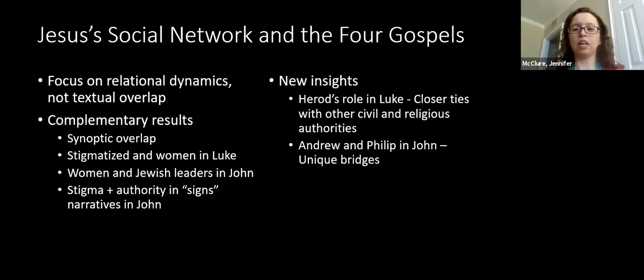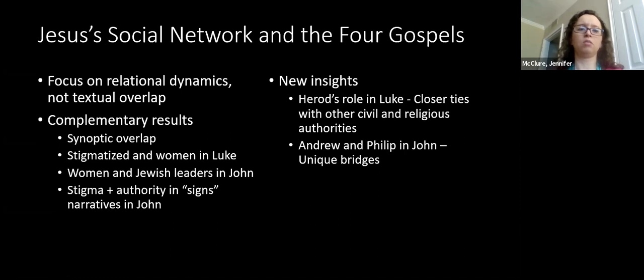The first thing has to do with Herod's role in Luke. Herod's role in Jesus's trial in Luke creates a closer relationship between Herod and the other civil and religious authorities. If you're familiar with that narrative, Luke is where the author makes the point that Herod and Pontius Pilate's friendship was strengthened because of both of their roles in Jesus's trial. And so I think trying to understand Herod's role in Luke's trial narrative is something that people can look at and reflect on more.